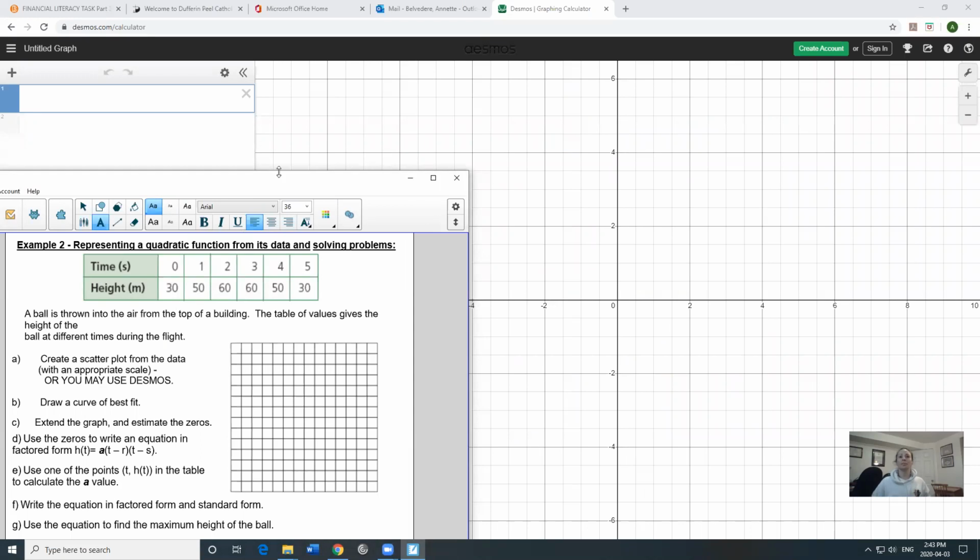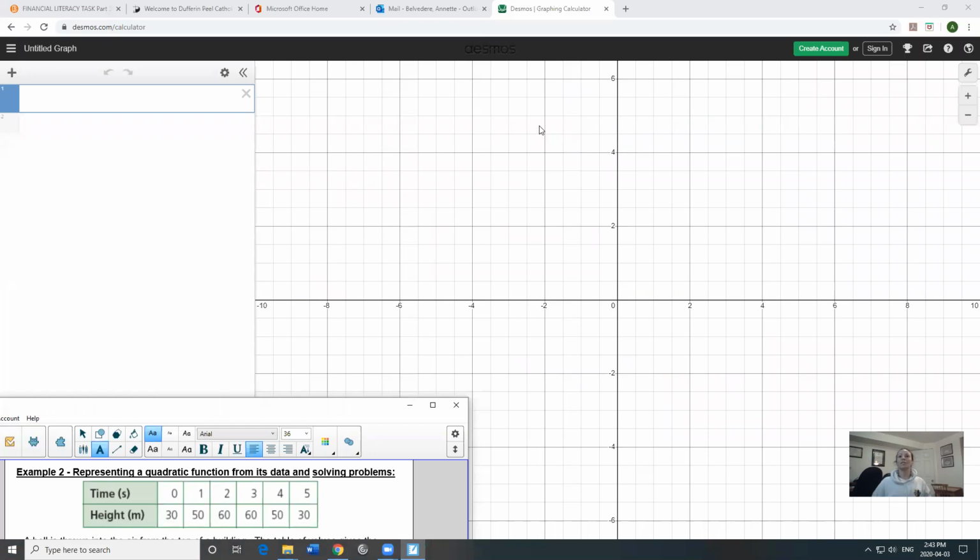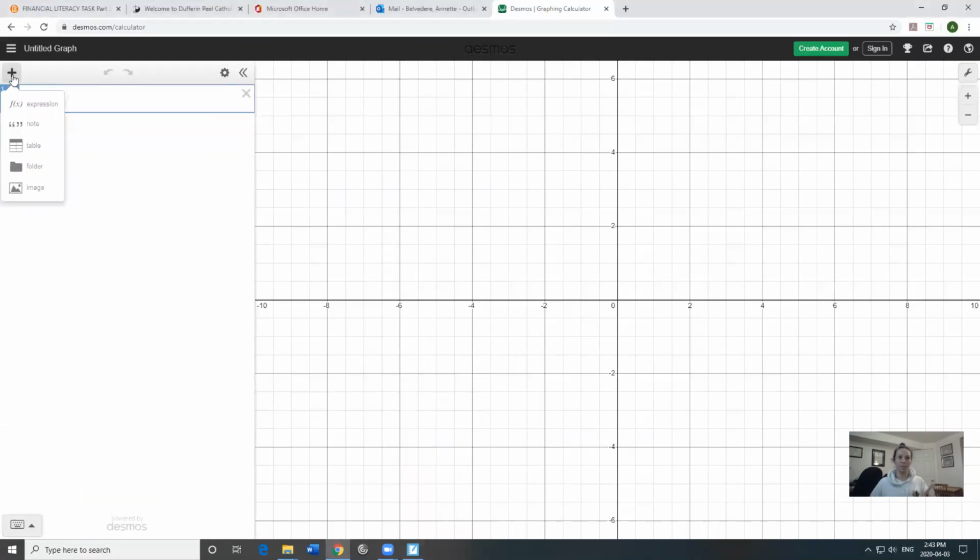So if you go to Desmos, I'm just going to keep this down here so we can see the table. If you go to Desmos, one of the functions that it has is, instead of writing in an equation, you can put in a table. So hopefully at this point, if you need to pause the video, pause it. I'm going to plug in the plus sign. And if you scroll down, it says table.